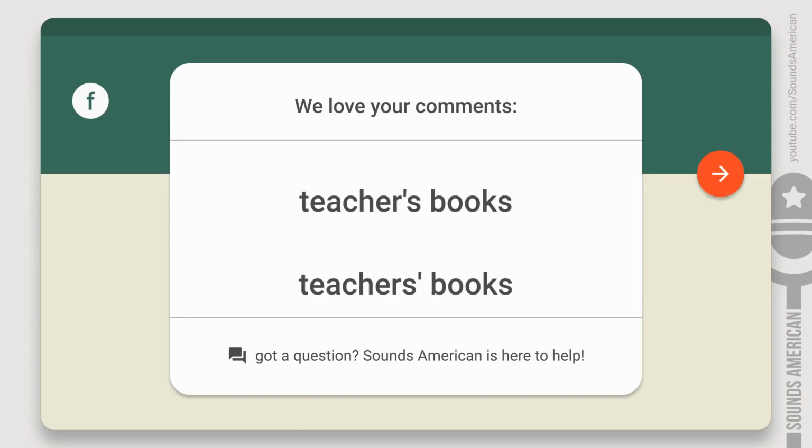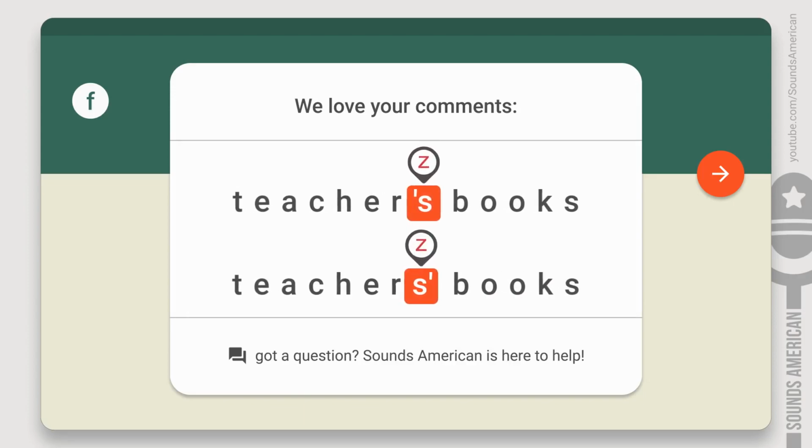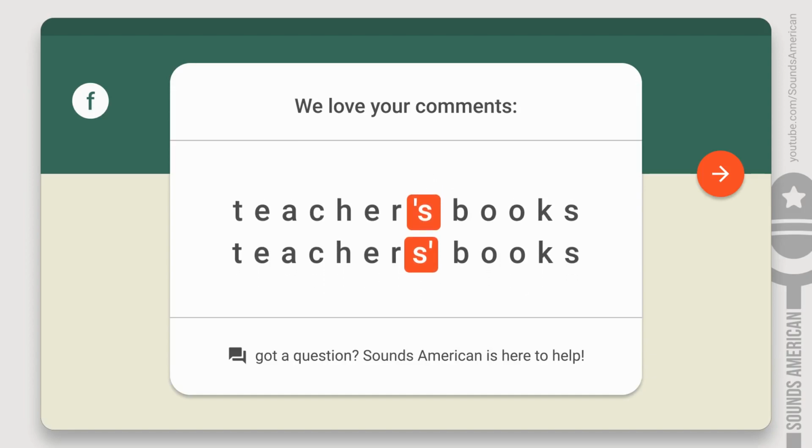First, please note that even though you see the letter S at the end of both words, you actually need to pronounce the Z sound. There's a rule for this, and we'll cover it in our future videos. Now, the word teacher is singular in the first phrase and plural in the second. Both are in their possessive forms. So they differ in grammar, but sound absolutely the same.